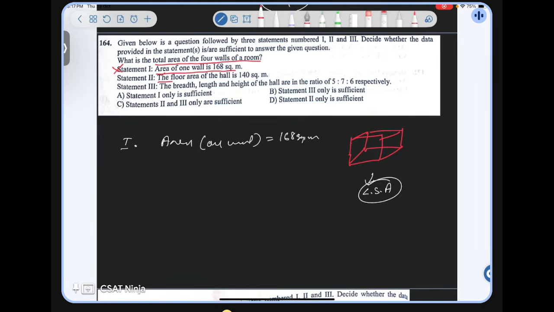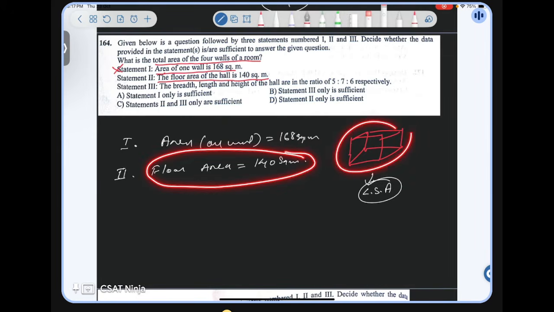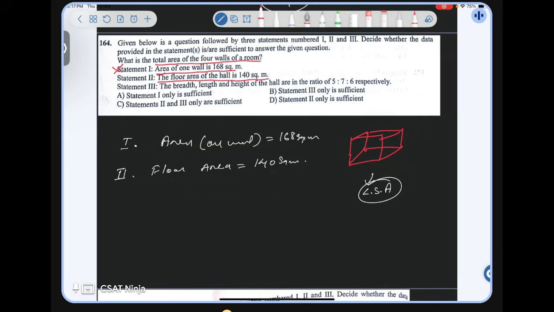Let us check statement number two. The floor area of a hall is given as 140 square meter. But if I know this floor area, I won't be able to find the answer. Same thing here, I don't know whether it's a cube or a cuboid. Because of that reason, I can eliminate this statement. Statement number two alone is also not sufficient.